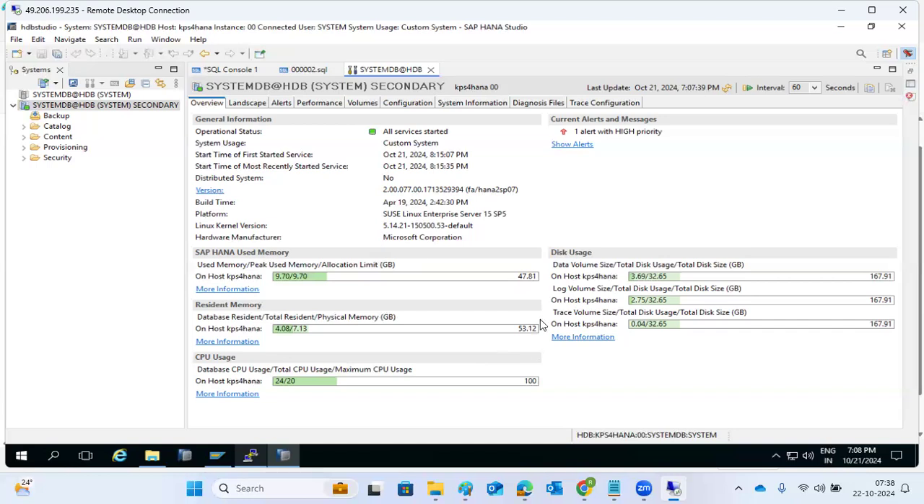Resident memory is the biggest one here. Then only the next one is the HANA. So used memory, then total HANA memory and everything.